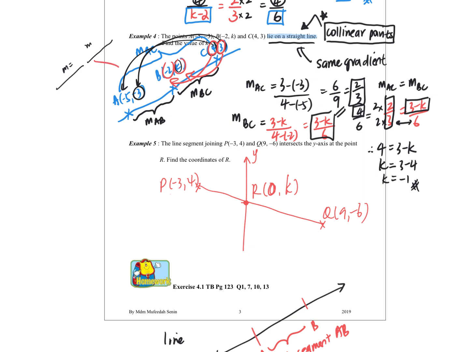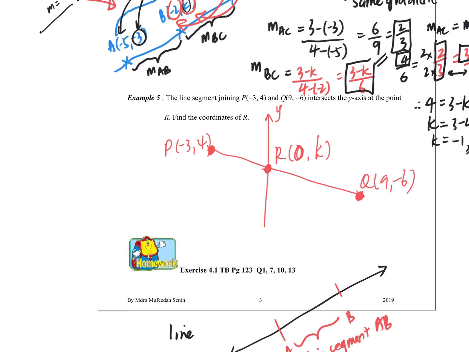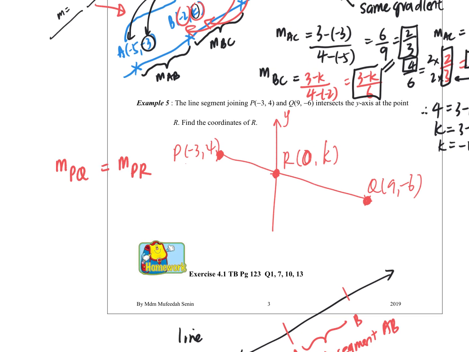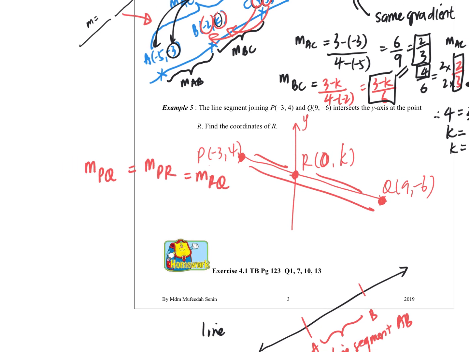But isn't this like this diagram? These 3 points are on the same line. Right? So technically the gradient should be equal also. So the gradient of the line PQ should be the same as the gradient of the line PR. It should also be the same as the gradient of the line RQ. So they are all equal. So we can start calculating the gradient of PQ first.